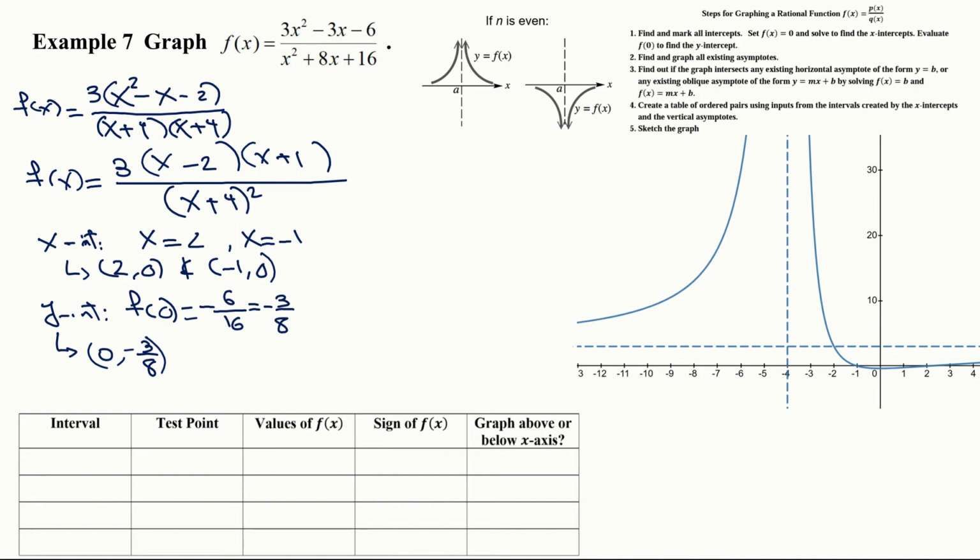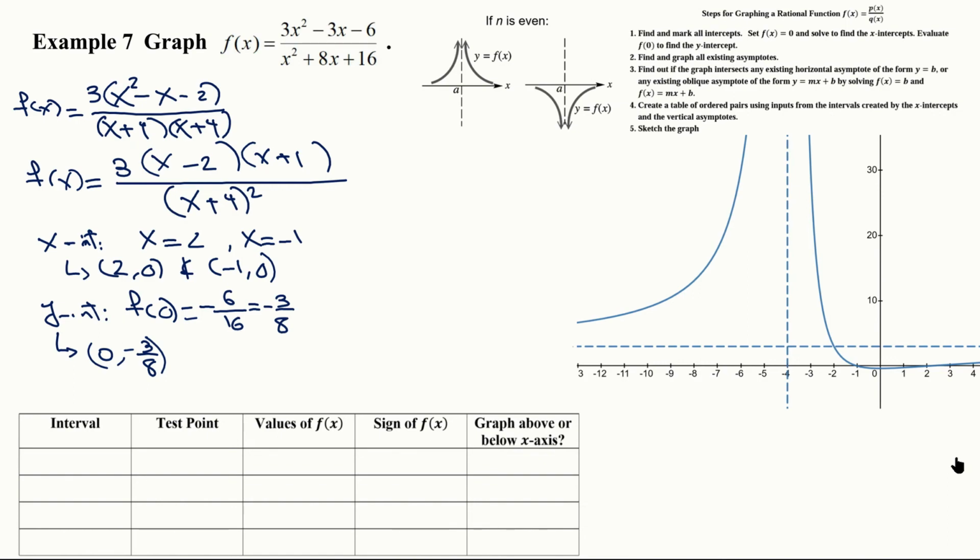All right, so we're finished with the intercepts. Now we're going to go ahead and find and graph all the existing asymptotes. So by the way, here are the intercepts, right? We have (-1, 0) and (2, 0). Just mark those in the plane, on the x-axis.